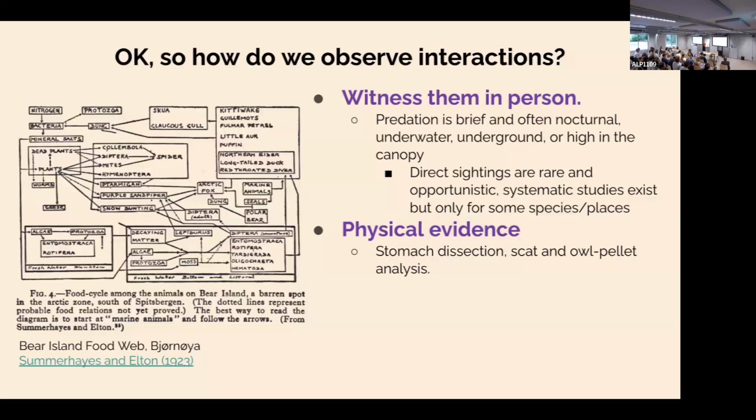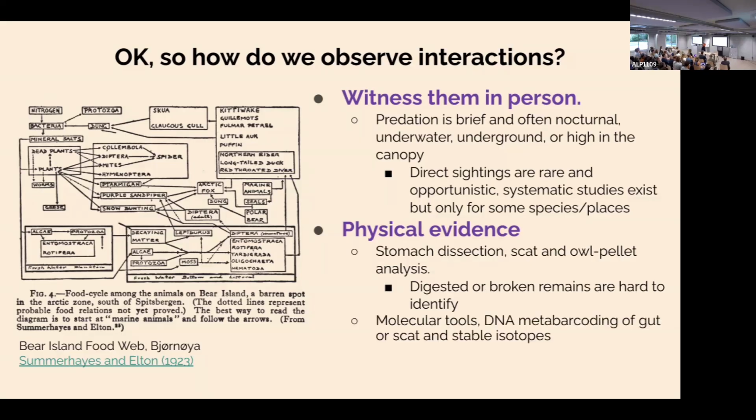So this is stuff like dissecting the stomach of an animal or going into scat or owl pellets, dissecting that, trying to figure out what's there. Digested or broken remains are pretty hard to identify, so there are some issues with this. Now we have molecular tools, so things like eDNA or DNA metabarcoding of gut or scat or stable isotopes.